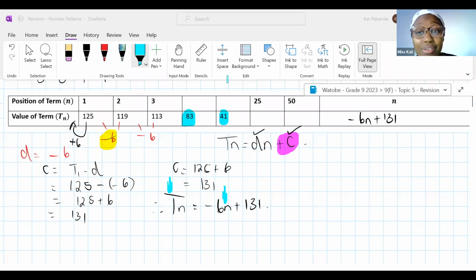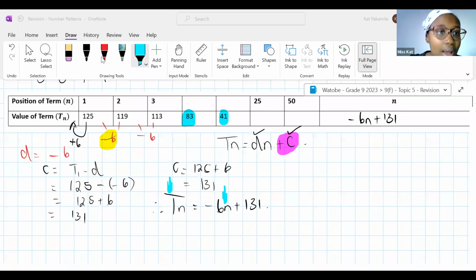Exactly. 83 is the value. So where am I going to substitute it? We said n is the position, so we cannot be substituting it by n. There we go, guys. You need to think chronologically.